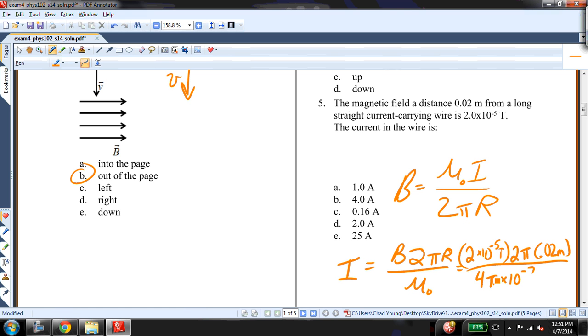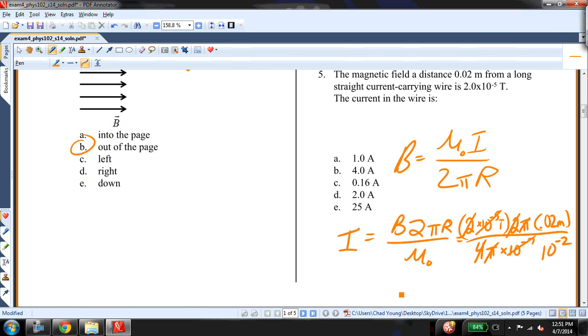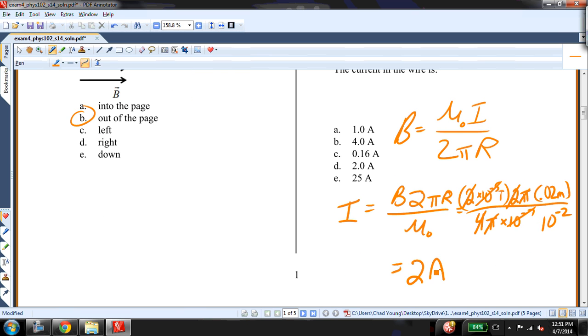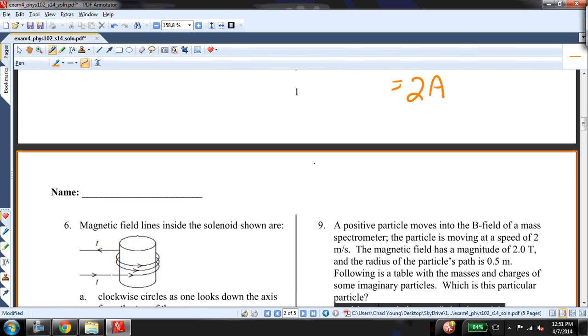All right, so let's see, my pi's cancel. I have my 2's here that will cancel. And then I get a 10 to the minus 5, leaving me just 10 to the minus 2 here. So that's going to be, you can put this in your calculator, but it's equal to 2 amps. That's 0.02 times 10 to the 2, which is 2 amps. So D is the right answer.